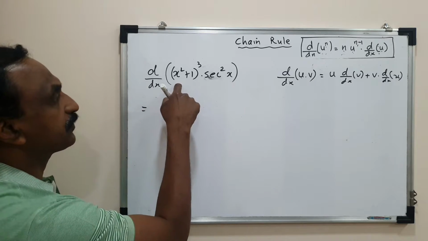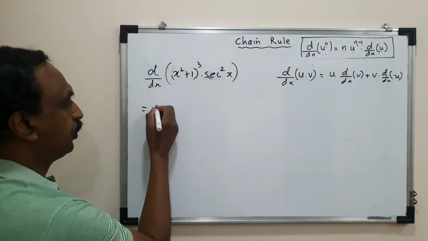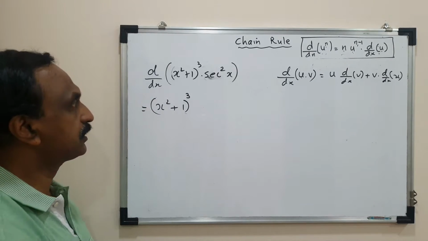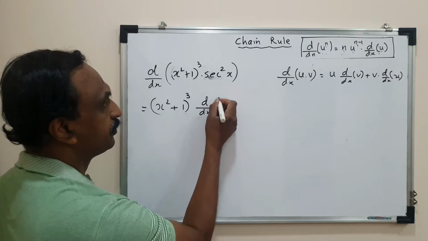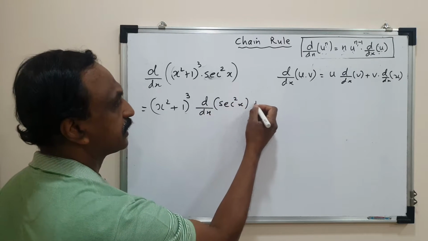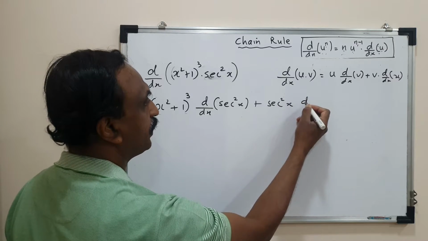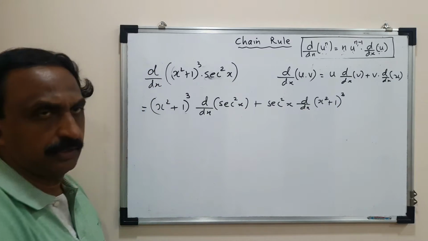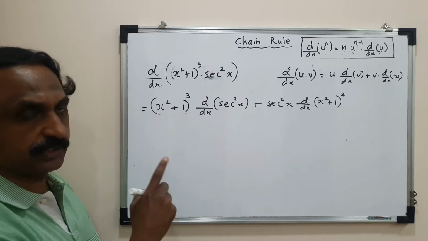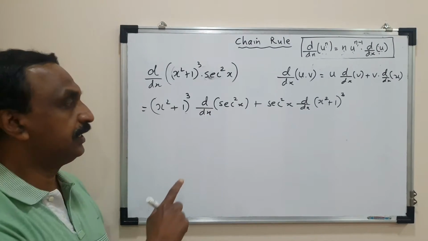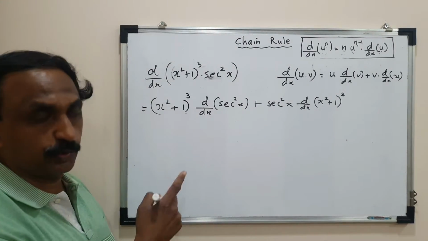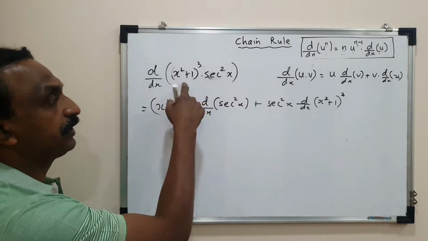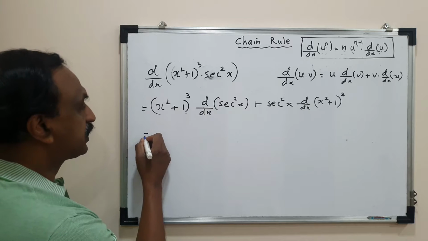So we will start with which is the first function. This is the first and this is the second. So first function as it is, (x square plus 1) the whole cube. First function as it is, derivative of the second, plus second as it is, derivative of the first. So we applied the product rule. This is very important. Till now, all the problems we had plus sign or minus sign, so there was no need to apply product rule in any problem we have done today. But this is the first problem where we are applying the product rule, because the operation between the two functions is product.